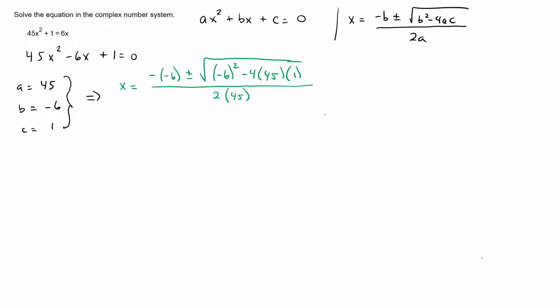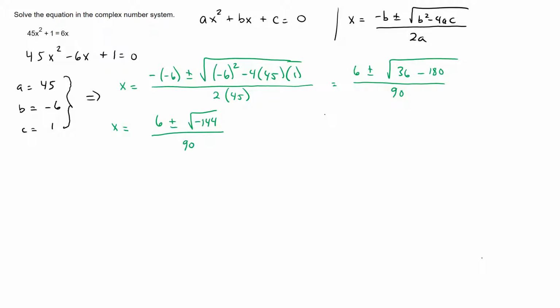Now we start simplifying this. So we have +6 plus minus the square root of -6 squared, that's 36, minus 4 times 45 is 180 times the 1, so that's 180. And 2 times 45, that's 90 on the bottom. On the next step, all I'm going to do is take 36 minus 180. So I have x equals 6 plus minus the square root of 36 minus 180 is -144.